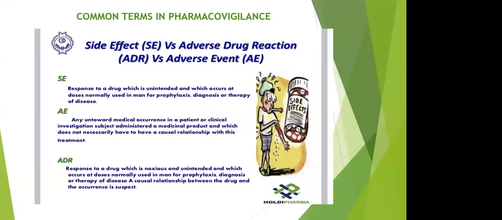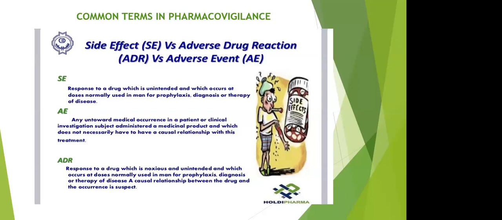So what is side effect? It is a response to a drug which is unintended and which occurs at doses normally used in man for prophylaxis, diagnosis, or therapy of disease. So side effect is an unintended effect of a medication or treatment. It refers to any effect, whether positive or negative, that is not the main intended purpose of the medication or treatment. For example, antihistamines induced drowsiness, aspirin induced heartburn. These are the side effects.